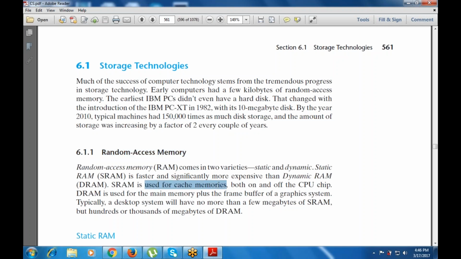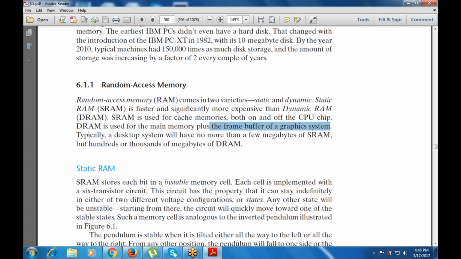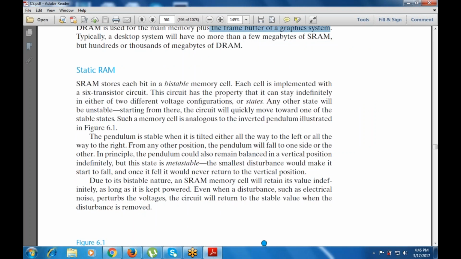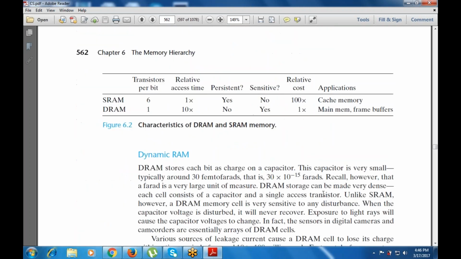SRAM is used for the cache memory, both on and off the CPU chip, and DRAM is used for the main memory plus the frame buffer of the graphics system. Static RAM is a bistable memory cell with two different states, and each cell is implemented with a 6-transistor circuit. Now this is the stable left, unstable, stable right.